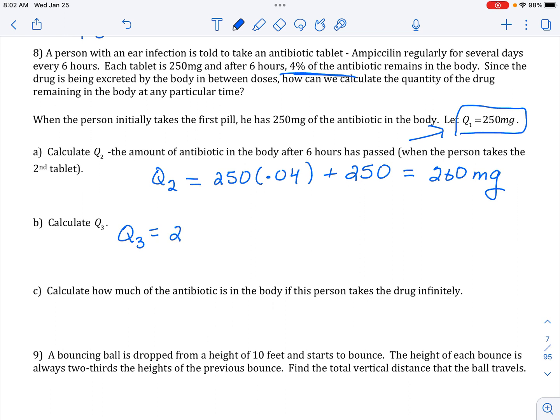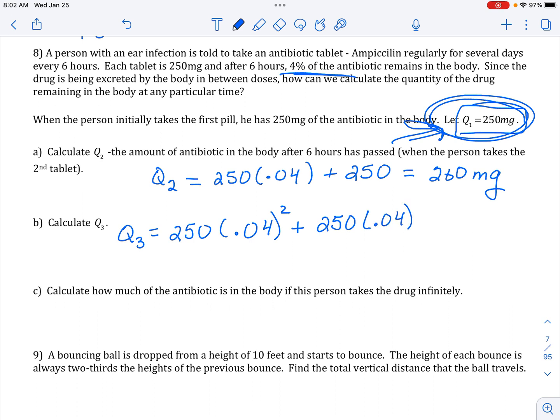I'm going to do it the same way that I did above. So the very first dose, this Q sub 1, now 4% is left after 6 hours, then another 4% of that after 12 hours. So really, this is how much is left of that first initial dose. Then the dose that was taken 6 hours ago, there's only 4% of that. And then now you've got the new dose being added again.